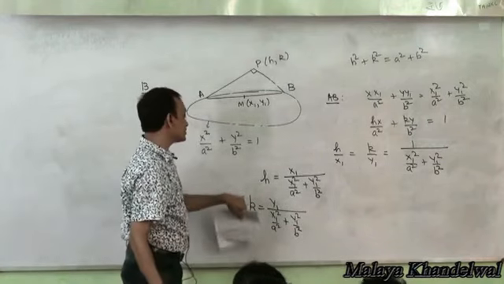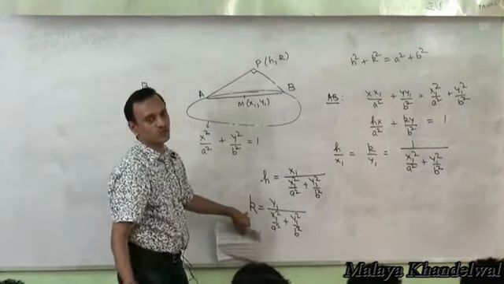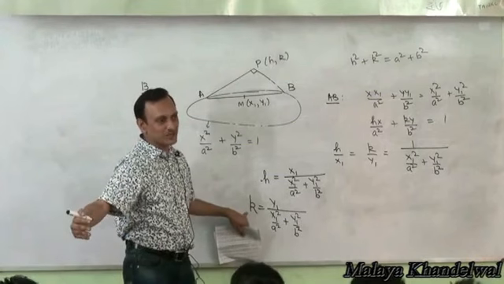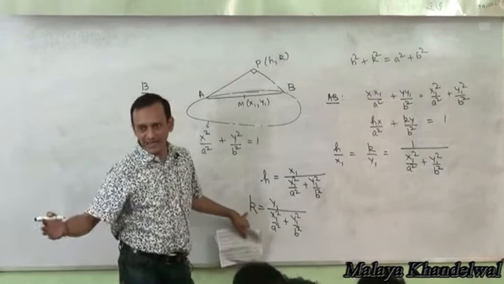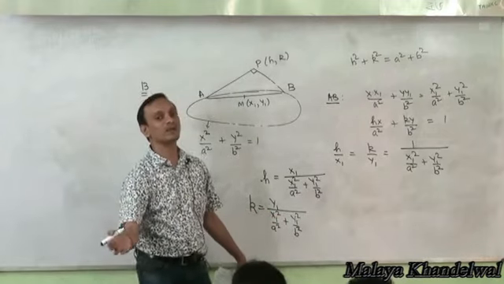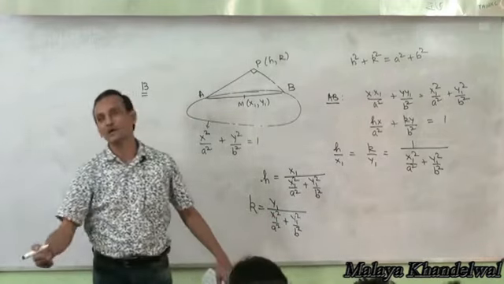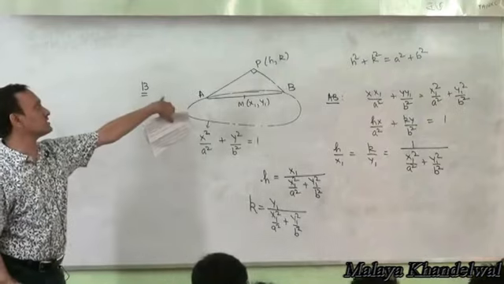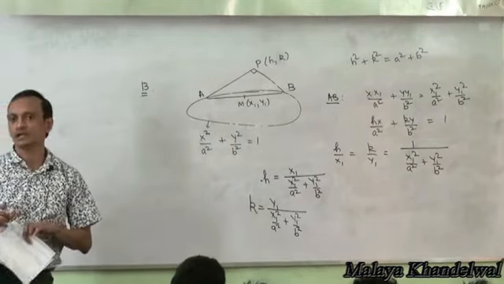Then all that you need to do is say h squared plus k squared is a squared plus b squared. hk gets eliminated that way. This square plus this square will be a squared plus b squared. Replace x1 by x and y1 by y to get the locus of the midpoint.